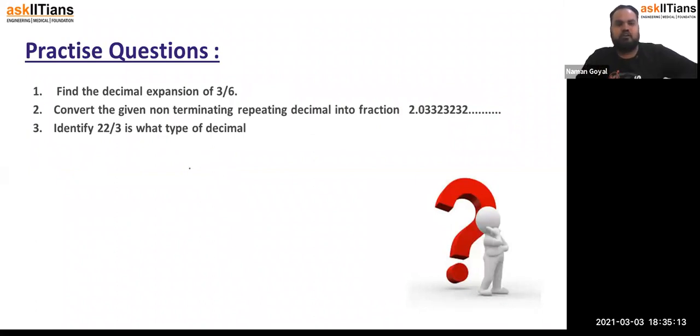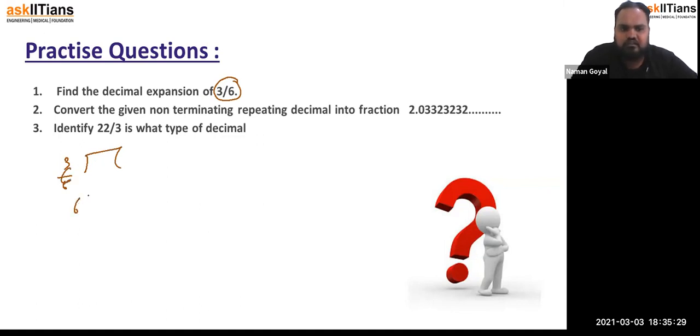Listen, find the decimal expansion of 3 by 6. So 3 by 6, first of all, 3 by 6, right? So it means 6 divides 3, right? So 0.5, times 30, right? So 3 by 6 is nothing but 0.5.